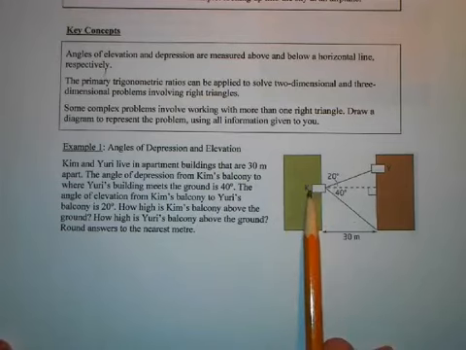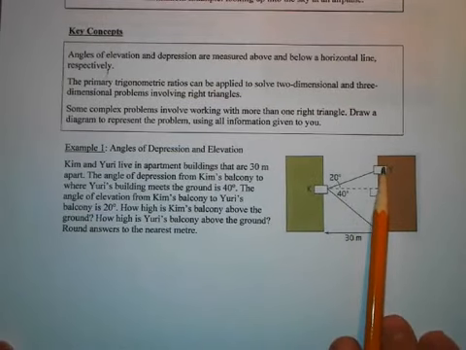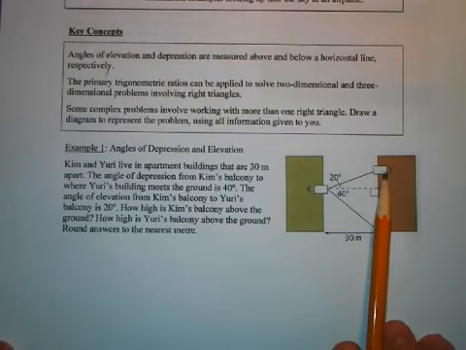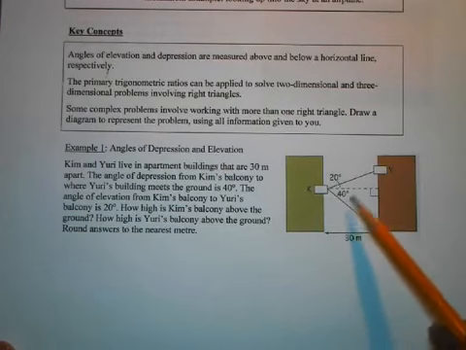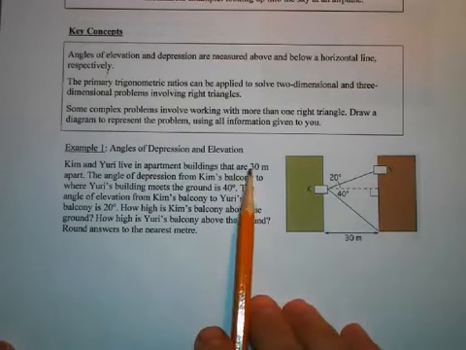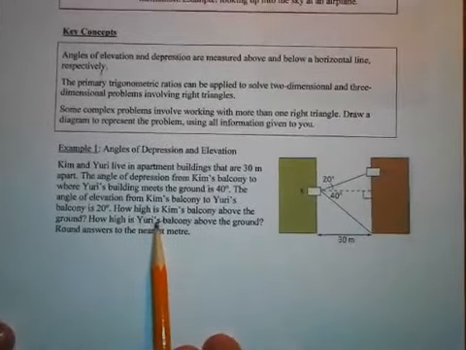Here's Kim's balcony with a K, and Yuri is on a slightly higher floor, I guess. There's his balcony. Now, let's just read this, because the diagram basically shows you everything that's written here.